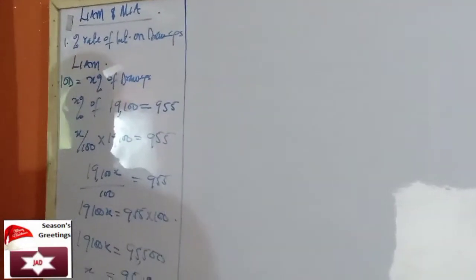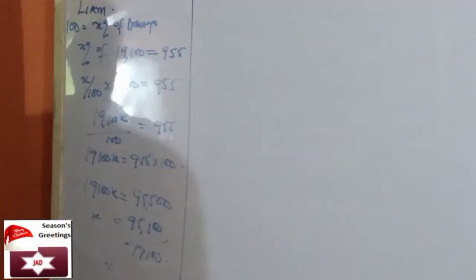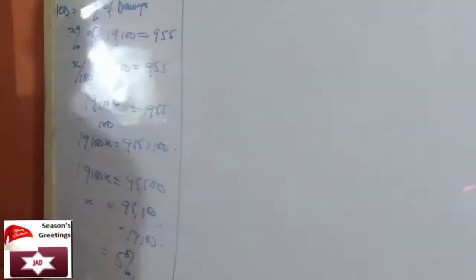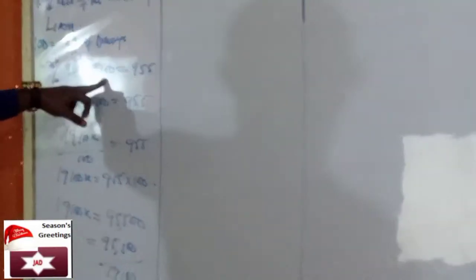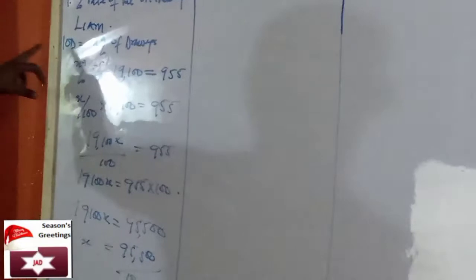Using the calculator, 95,500 divided by 19,100, I have 5%. If you want to check, 5% of $19,100 will give you $955. So what we've done here is to use the figures supplied to derive the rate of interest on drawings.